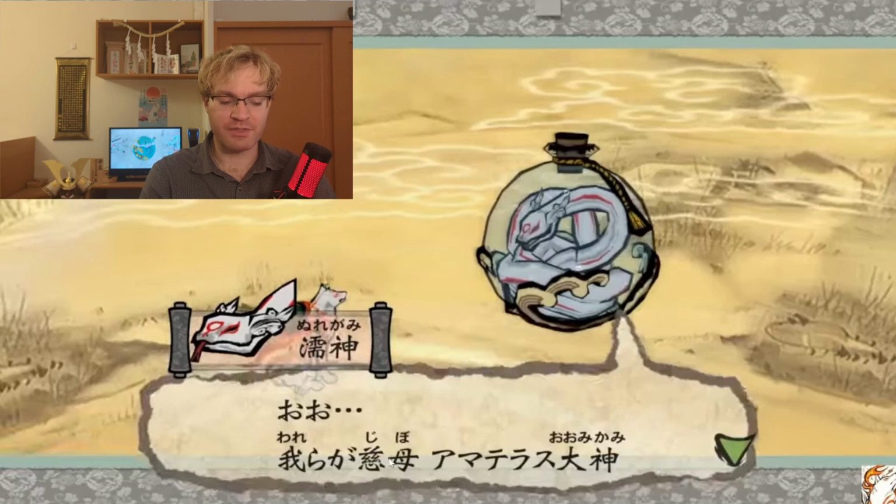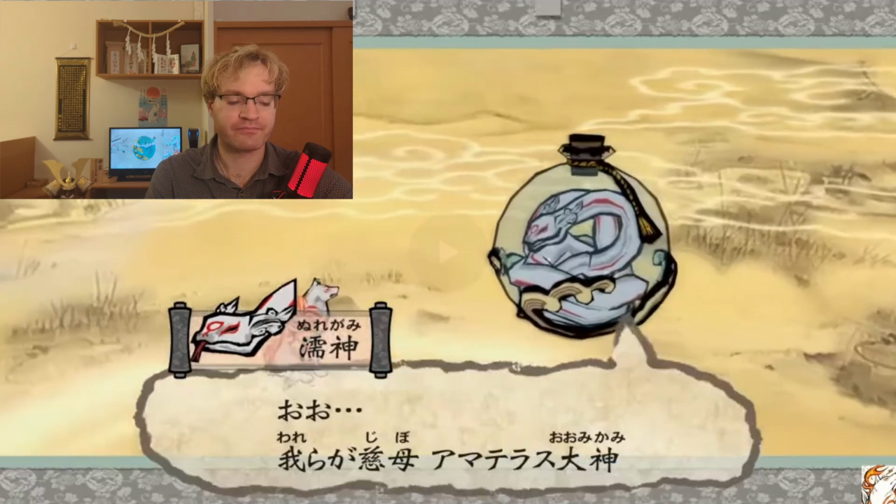O warera ga jibo Amaterasu Omikami. O our divine, our compassionate mother Amaterasu Omikami. Our divine, compassionate, great goddess, heaven shining, is what you could say.